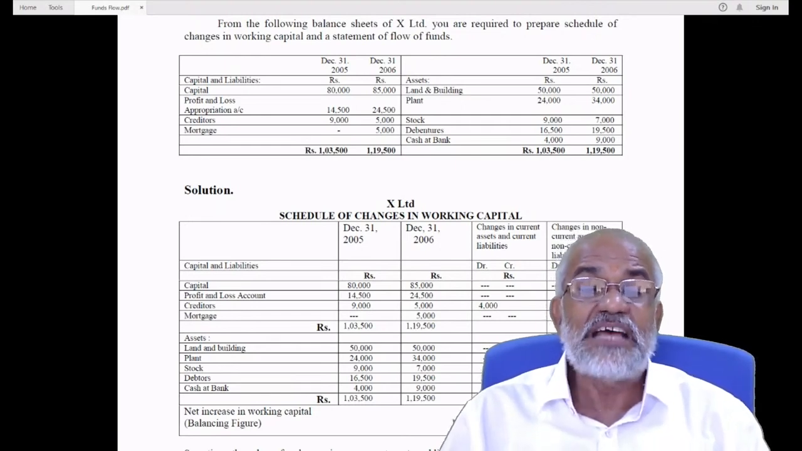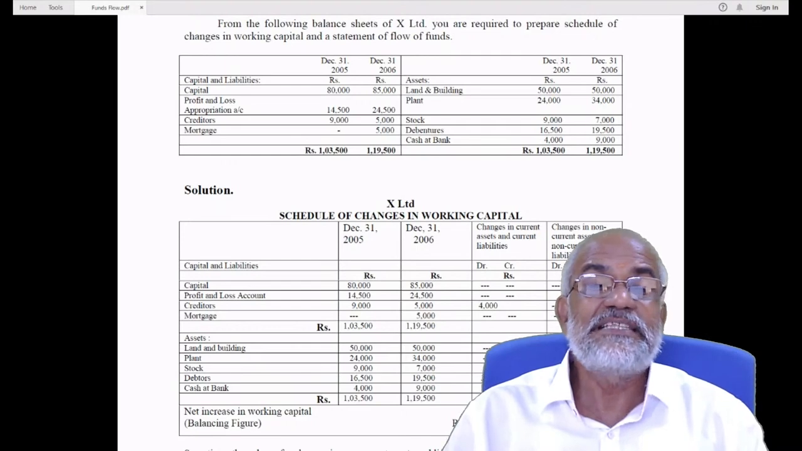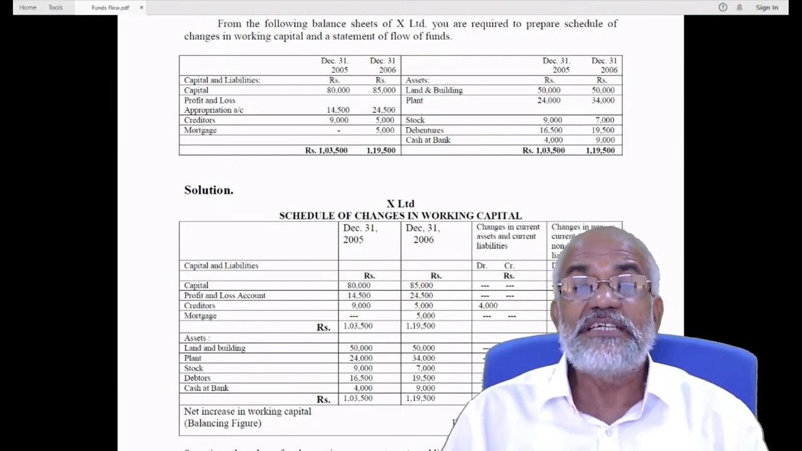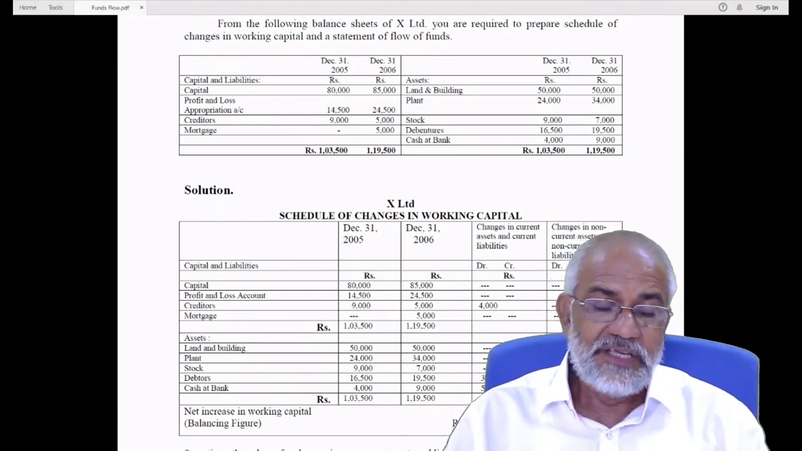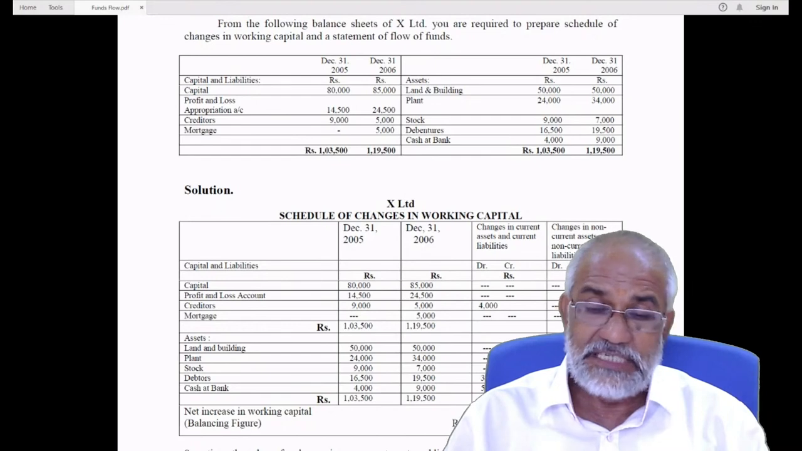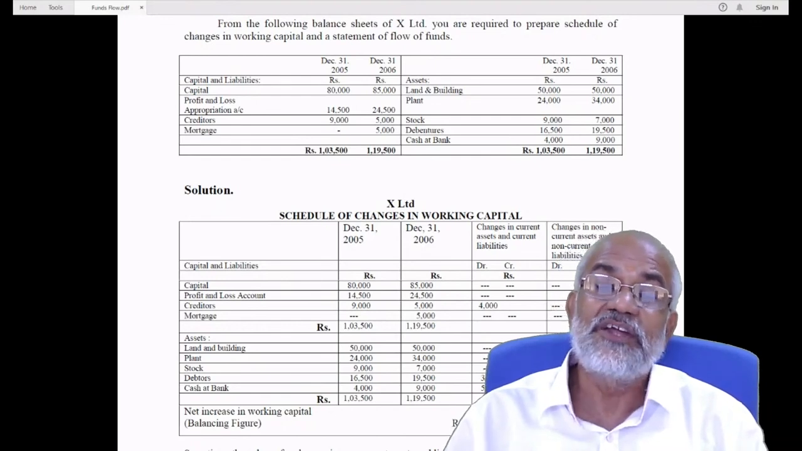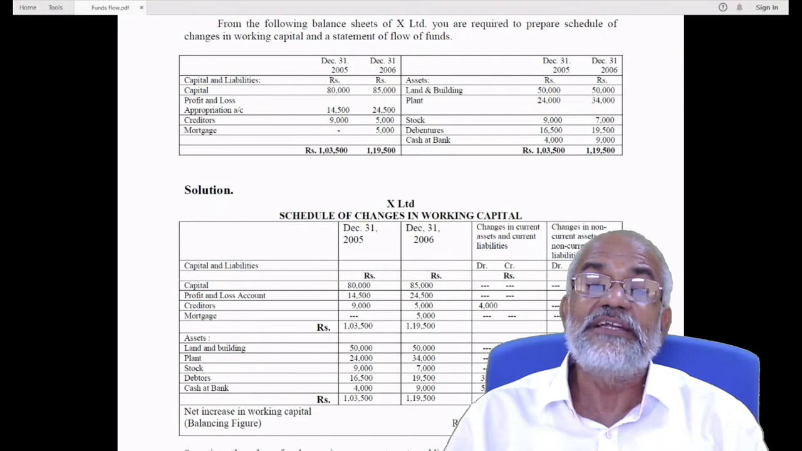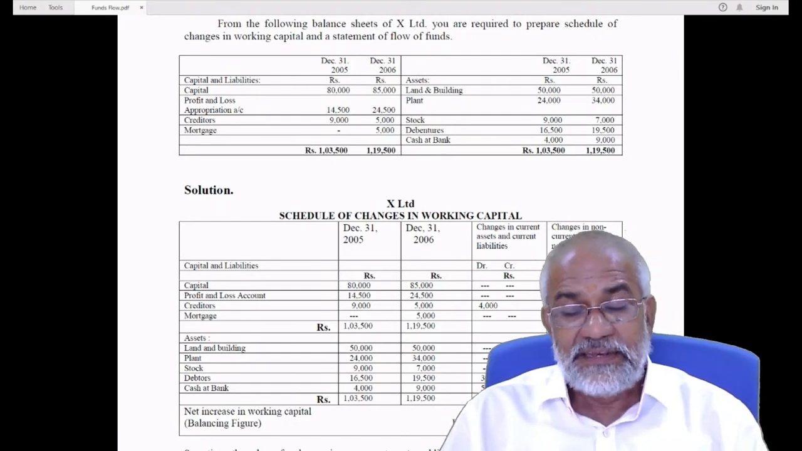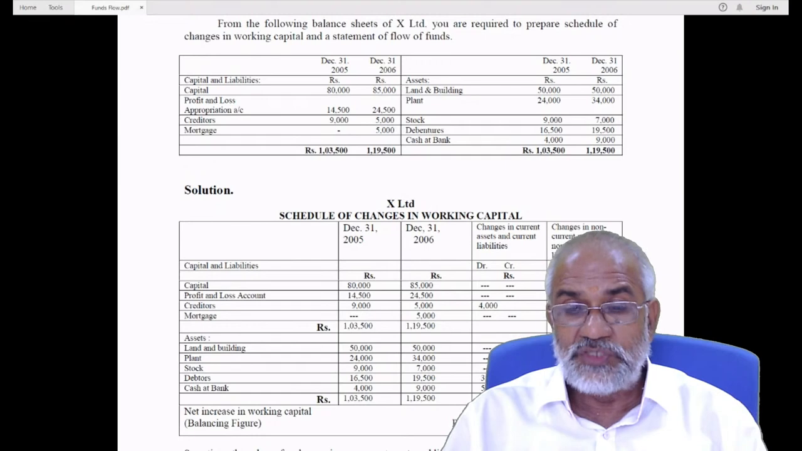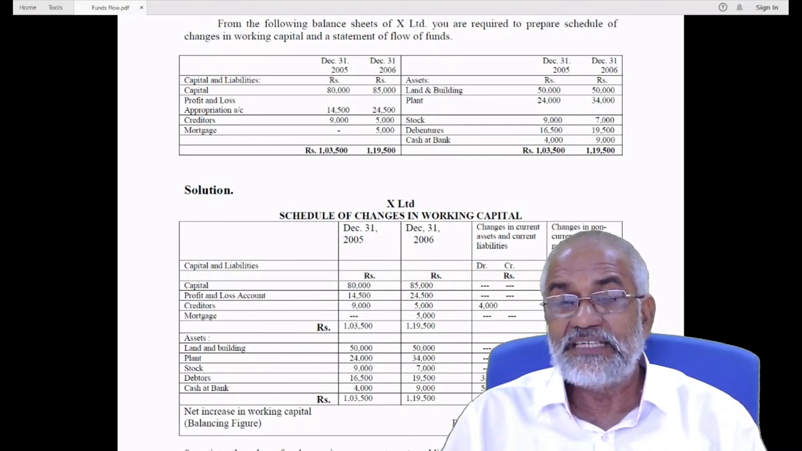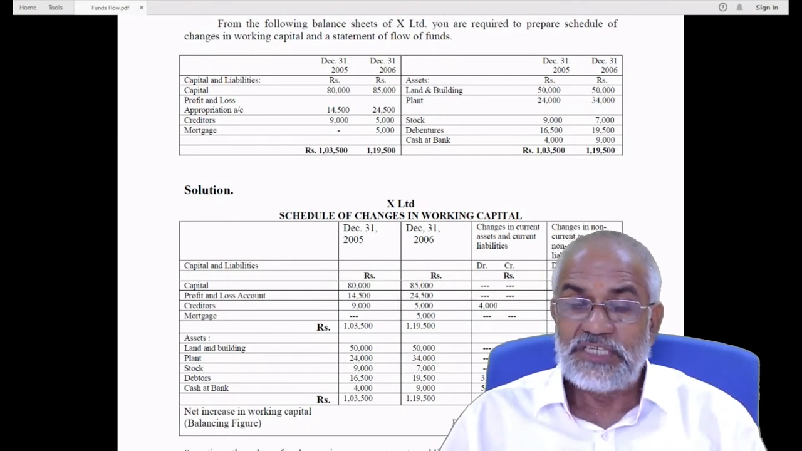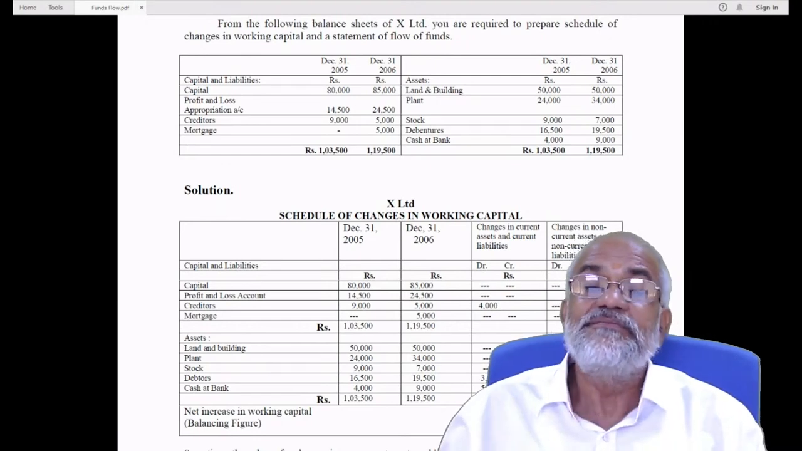So let us examine the first item on the liability side of the balance sheet, that is capital. Capital was 80,000 at the beginning and 85,000 at the end, which means it increased by 5,000. So what is the nature of capital? It's a liability, current or non-current? Obviously it is non-current. So the increase in capital by 5,000 will affect the last column, that is changes in non-current items, and it will not affect the changes in current items category. So changes in current items are marked nil.